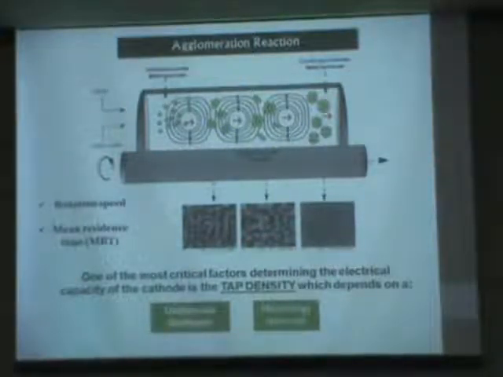But in order to synthesize a good metal hydroxide particle, we need to control the uniform size and the morphology. In this case, we want a spherical shape. Why? Because we want to improve the tap density, because the tap density is one of the most critical factors to determine the electrical capacity of a cathode material.